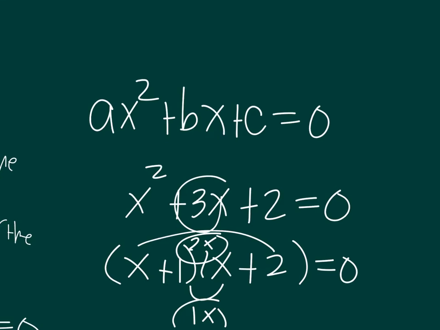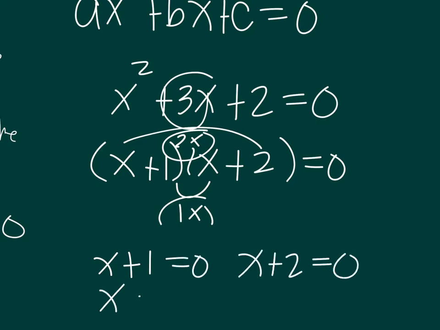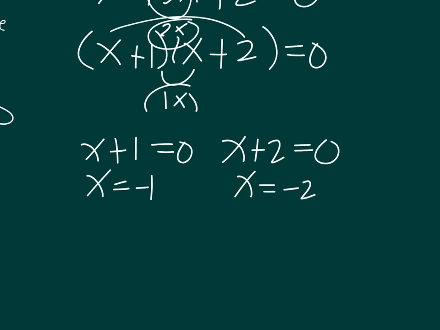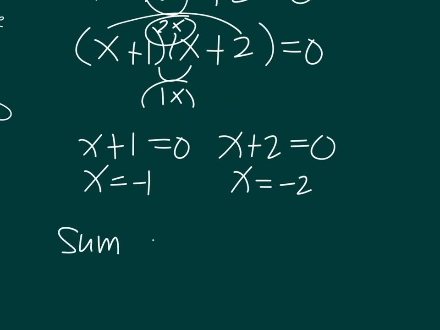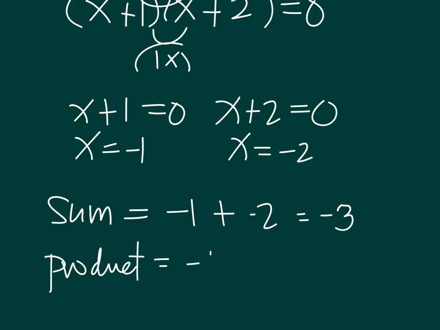Otherwise you are getting the wrong factors. Now as we can see, these are the correct factors, and from these factors we say x plus 1 is equal to 0 and x plus 2 is equal to 0. So x equals negative 1 is one of the roots, and x equals negative 2 is one of the roots. If we want to get the sum of the roots, that's negative 1 plus negative 2, and this is equal to negative 3. Okay, the product is equal to negative 1 times negative 2, which is equal to positive 2.